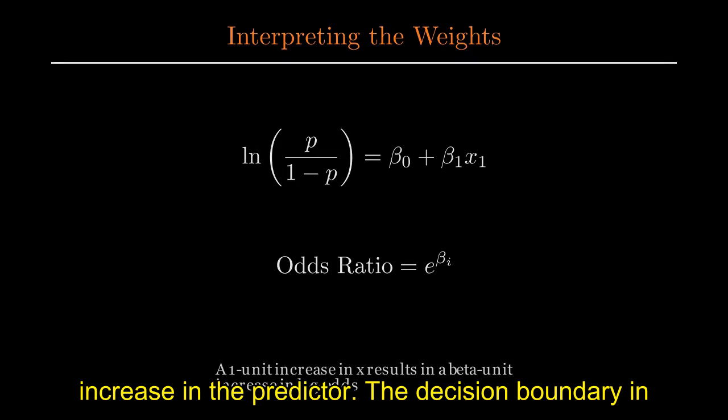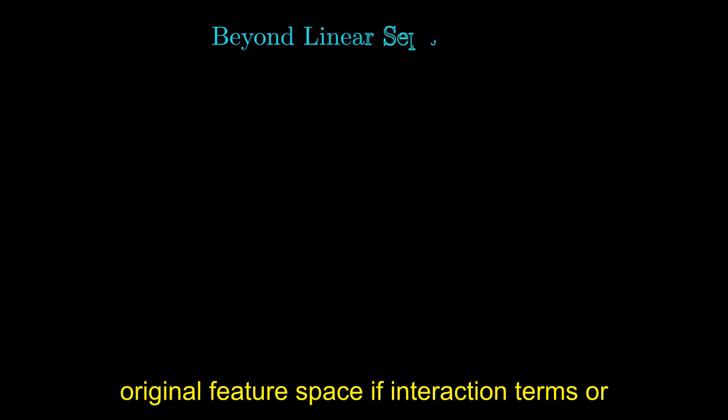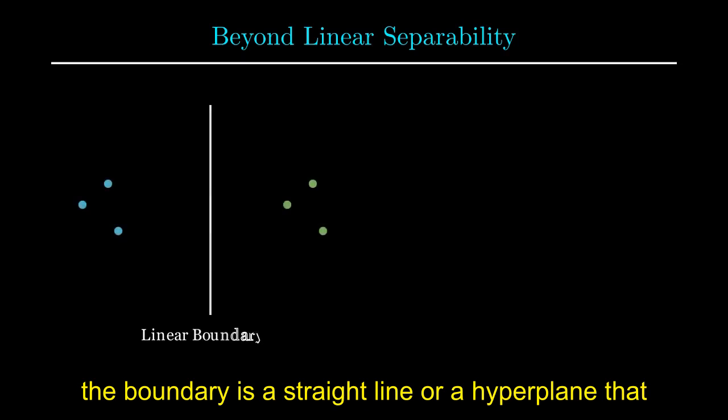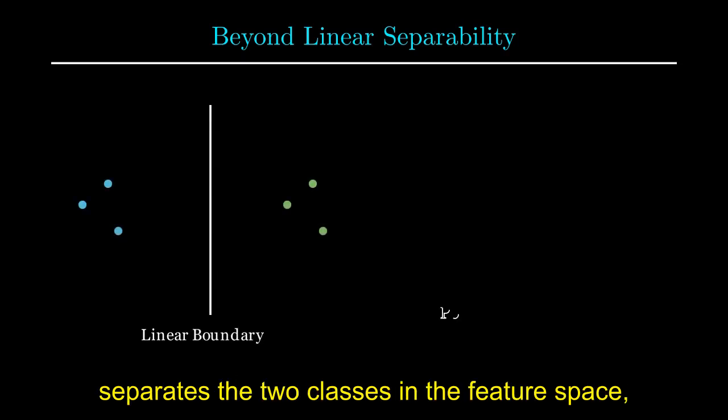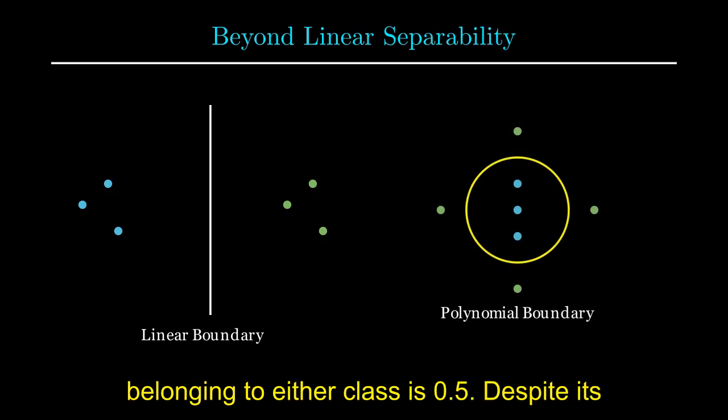The decision boundary in logistic regression is not necessarily linear in the original feature space if interaction terms or polynomial features are included. However, in its simplest form with linear combinations of features, the boundary is a straight line or a hyperplane that separates the two classes in the feature space, representing the points where the probability of belonging to either class is 0.5. Despite its effectiveness, logistic regression has limitations.